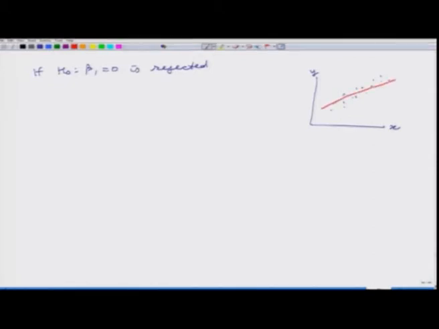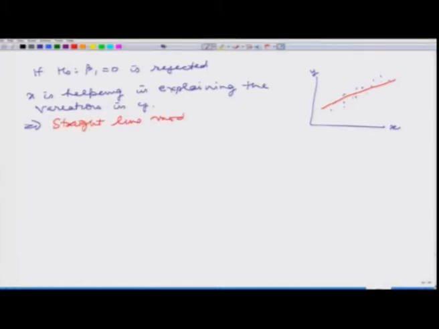That makes sense, right. That means x is helping in explaining the variation in y, or in simple words, this implies that a straight line model is adequate, and that is essentially what we wanted.